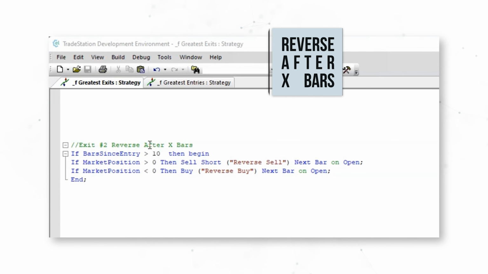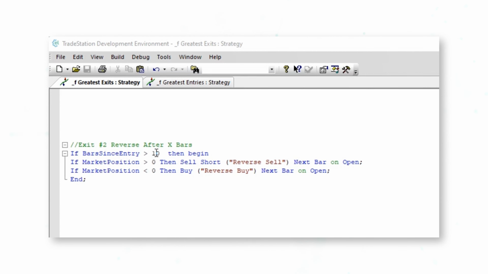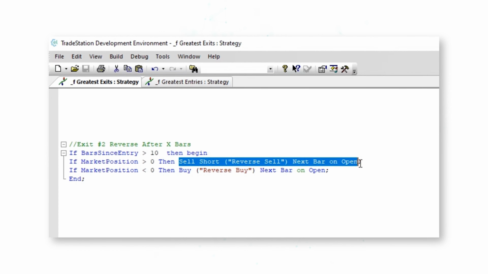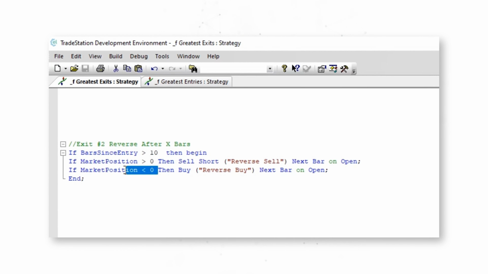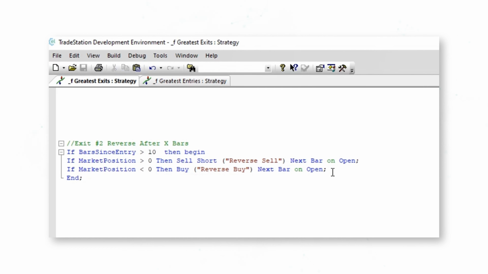This is our reverse exit, reverse after X bars. So if the bars since entry is greater than 10, if you've been in for 10 bars and you are long, then you want to go short the next bar on the open. And if the bars since entry is greater than 10 and you are short, then you want to buy the next bar on the open. Effectively, after 10 bars, you want to switch directions.